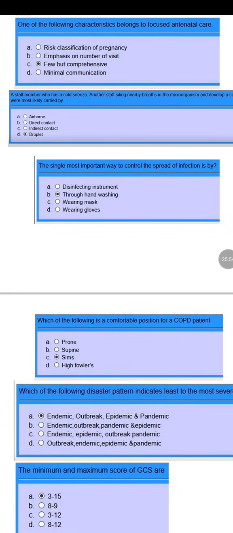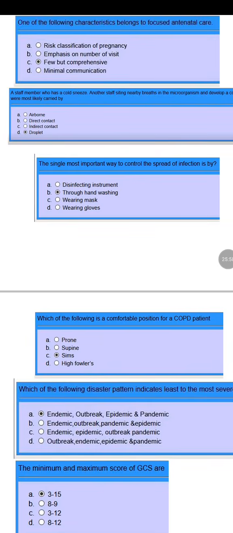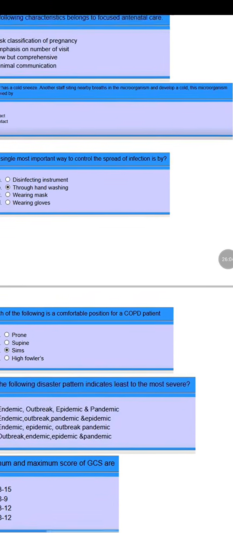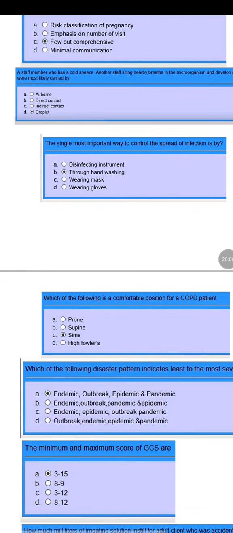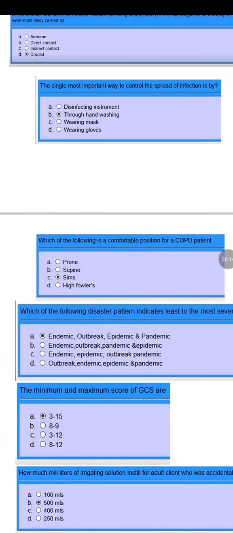Which of the following: a staff member who has a sense of another staff member, seen by the neighbor, is exposed to the microorganism and develops it. The person, through droplets, spreads the microorganism. The most important sign is the control of infection through hand washing.